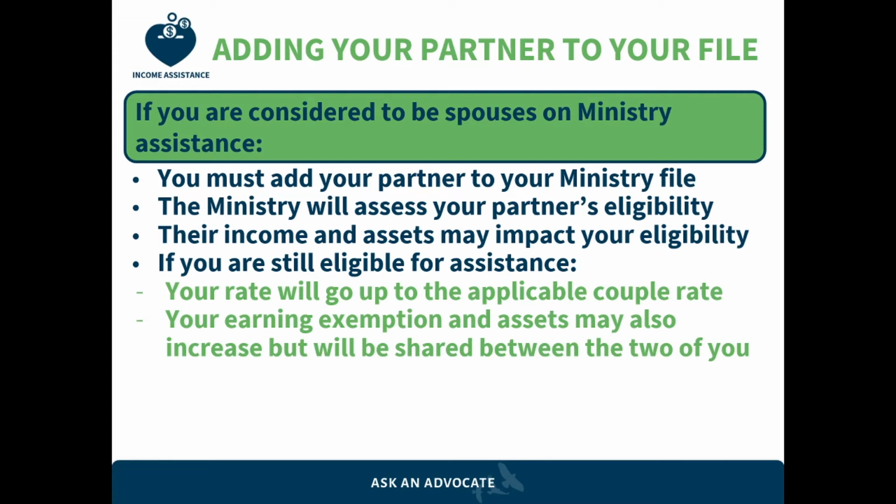In addition, their earning exemption and assets may also increase, but will be shared between the spouses. An example would be if after adding a spouse to their file, the recipient now has a $400 monthly earning exemption on income assistance. This amount is shared between the recipient and their partner. This does not mean that each spouse has an earning exemption of $400, but rather they can earn $400 combined.